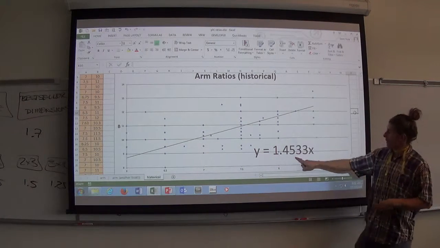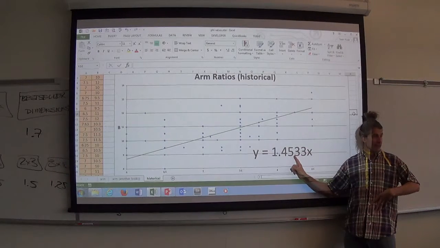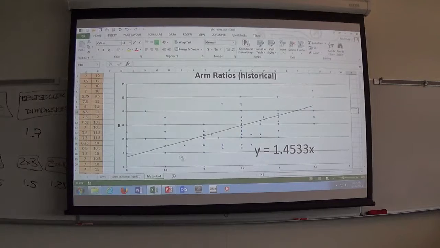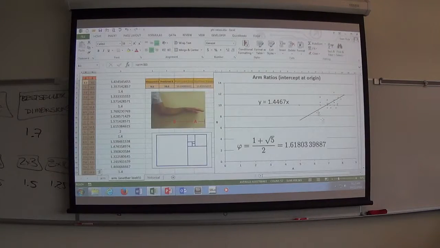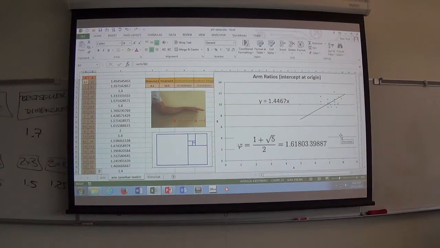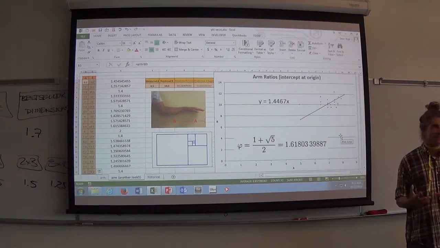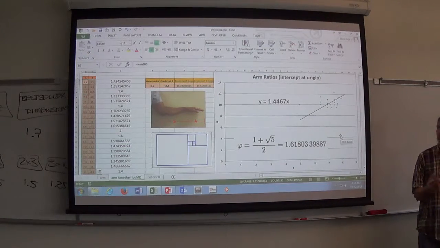So if you look, 1.4533 is the slope. Historically, your guys' slope was 1.4467. So you're pretty damn close to historical. You're not deviating far from historical, but then I use this word far. Deviating far. What does deviating far mean?